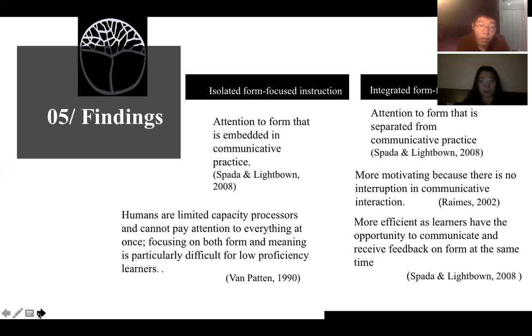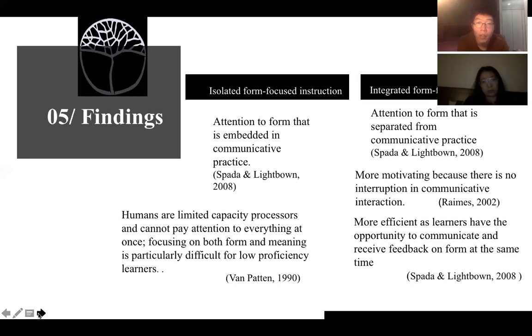It has also been argued that humans are limited capacity processors and can't pay attention to everything at one time. Focusing on both form and meaning is particularly difficult for those we consider low proficiency learners. Another argument is that if attention to form is provided separately from communicative practice, it is more motivating because there is no interruption in communicative interaction.